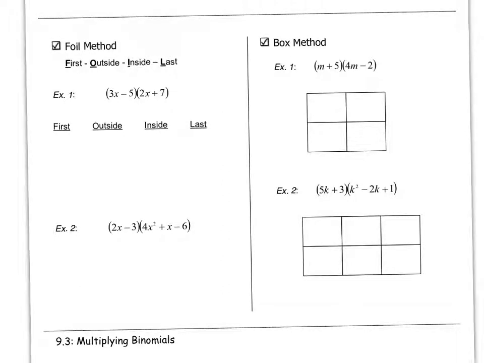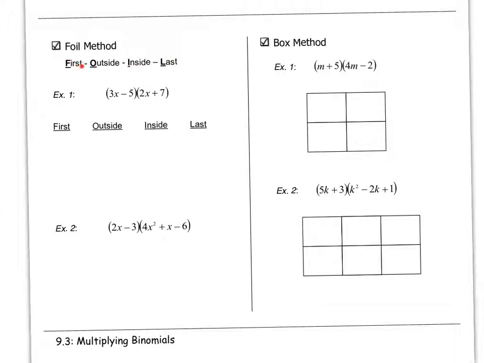The foiling method is when you're multiplying binomials. They have to be binomials. Binomials means two terms. So if you multiply two terms by two terms, you can use the FOIL method, which stands for the mnemonic first, outside, inside, last.